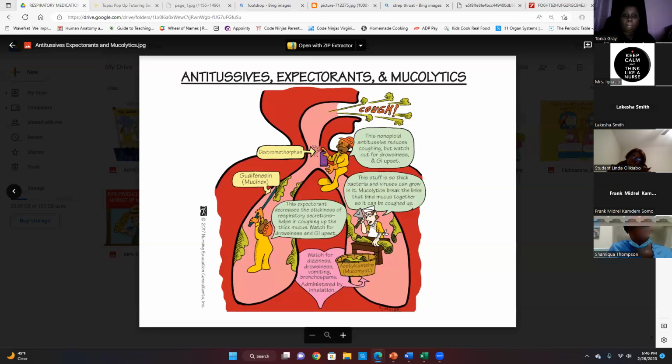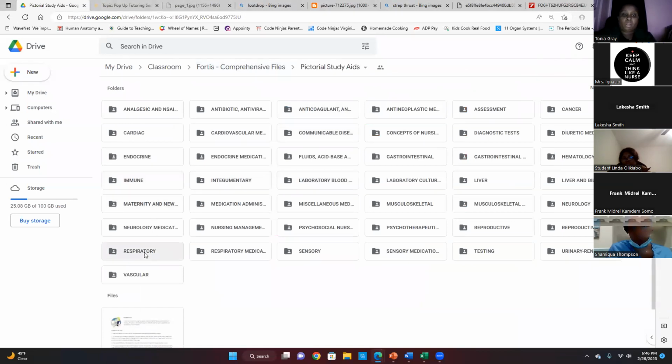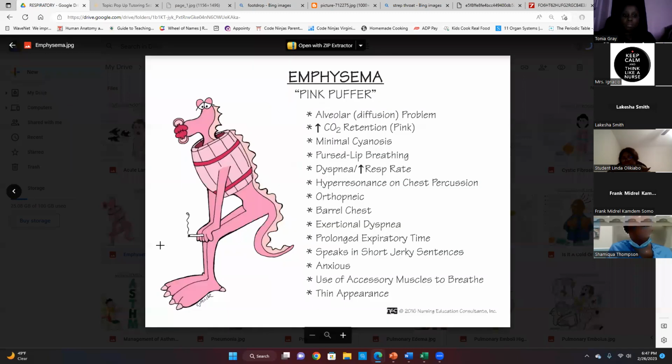Okay, let's talk about a patient that has chronic lung disease such as emphysema. So I'm now going to go to my pink puffer. Okay, here we go. All right, so when we think about COPD, we know that COPD has 2 branches. There's chronic bronchitis and there is emphysema. So my emphysema patient is my pink puffer.